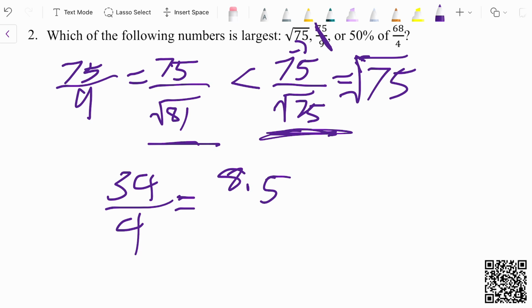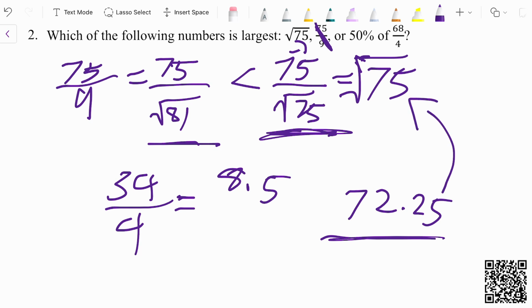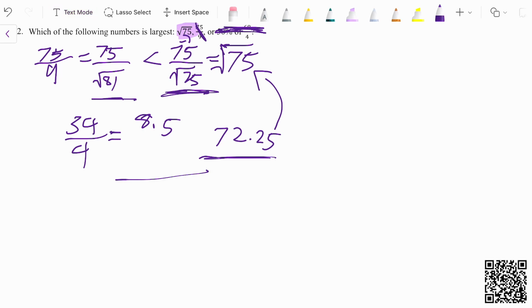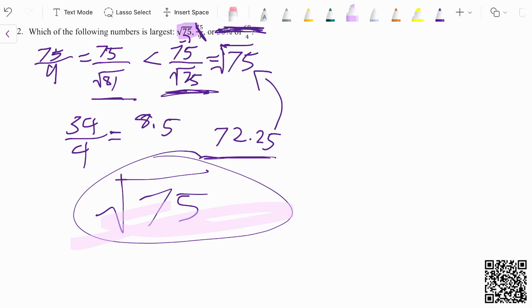So 8.5 times 8.5 is 72.25. And 72.25 is less than 75. That means that 50% of 68 over 4 is also officially shorter. This means that the square root of 75 is our victor of the world, I guess. So the square root of 75 is the greatest.